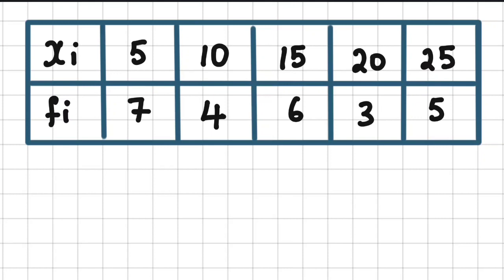In this video, we're going to learn how to find the mean deviation about the mean for the following data. So this is the data given. They have given xi values and fi values. The xi values are 5, 10, 15, 20, 25, and the fi values are 7, 4, 6, 3 and 5.